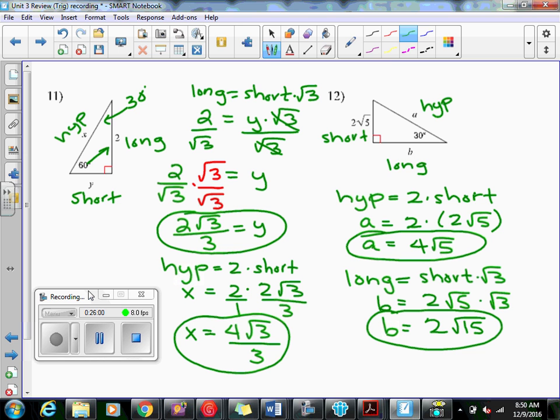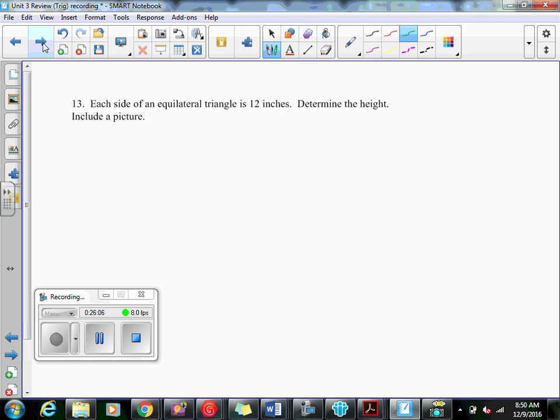Okay. So now, let's do number 13. All right, number 13 says, each side of an equilateral triangle is 12 inches. Determine the height. And then include a picture. Okay, so I want my triangle to be kind of neat, so let me try to get one up here.